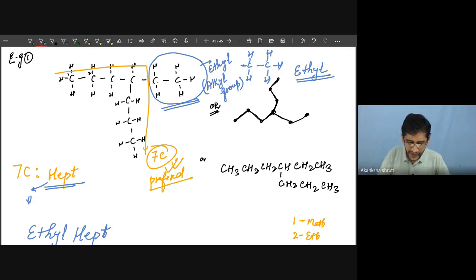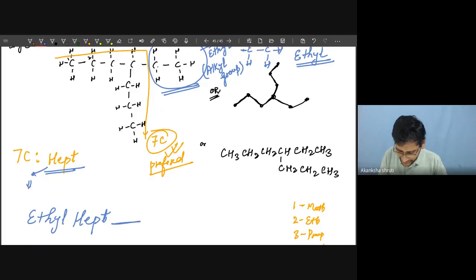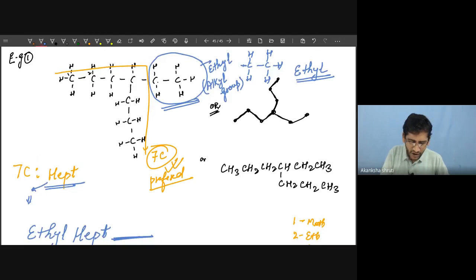Another rule: if there is a double bond, triple bond, or functional group, that should be added here. Okay, it is the rule. So what is here? Here all the carbons have only single bonds. A compound with single bonds is called an alkane, so in nomenclature, ane is added. If anywhere there is a double bond, then in place of ane we shall use ene.